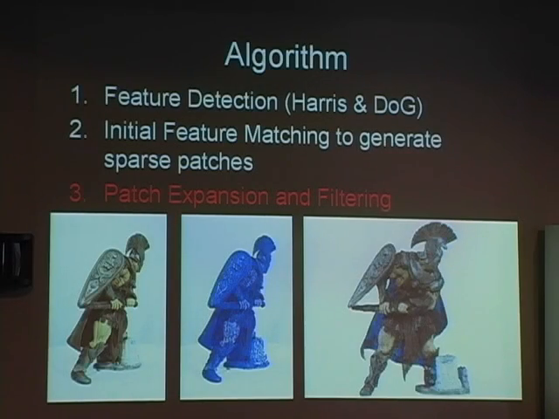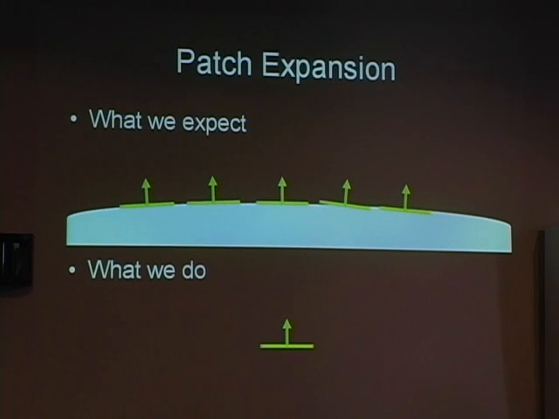After this, we have an initial set of sparse patches, but they only correspond to the features in the images, and we want a dense reconstruction. So we are going to apply some patch expansion and also filtering, because this naive feature matching generates some false positives. We need to filter out the bad false positives while making the patch reconstruction dense by expansion. The patch expansion is really simple. This is something we expect: we have some surface, and the patches should line up nicely adjacent to each other. So suppose you have reconstructed one patch here.